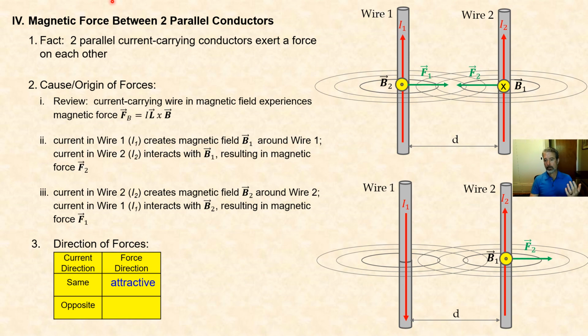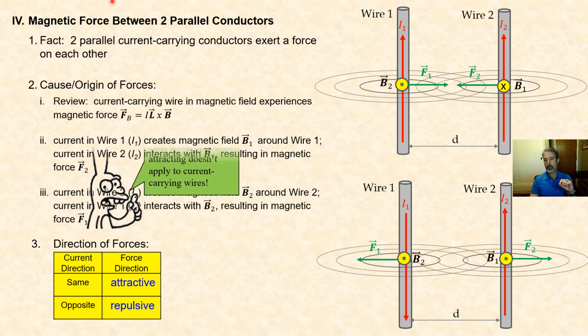Similarly, when we look at the force on wire 1 due to the field created by wire 2, we see that the field created by wire 2 at the point in space of wire 1 will be coming out of the plane of the paper. And when you apply the right-hand cross product rule here, you see that this too gives you a repulsive force F1. So what we find out is that when the currents are in the same direction, these wires attract each other, but when the currents are in opposite directions, these wires repel each other.